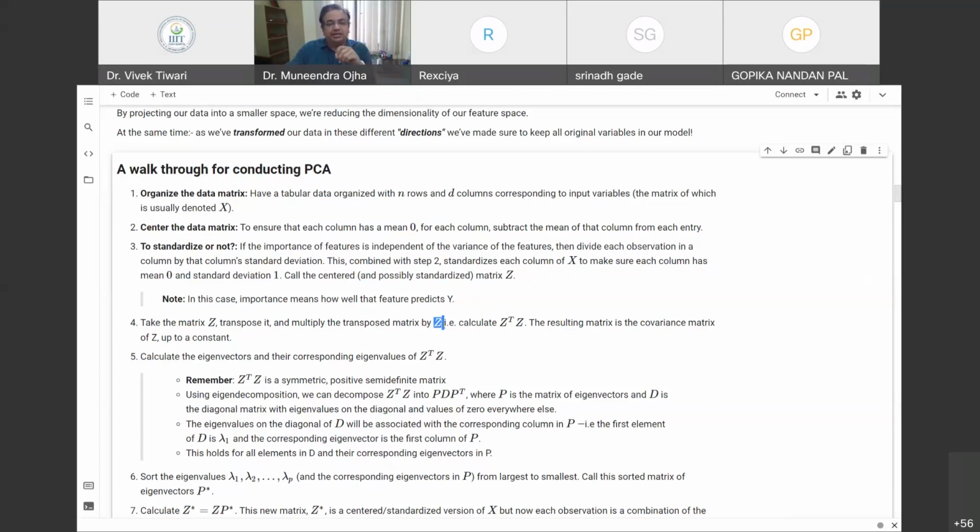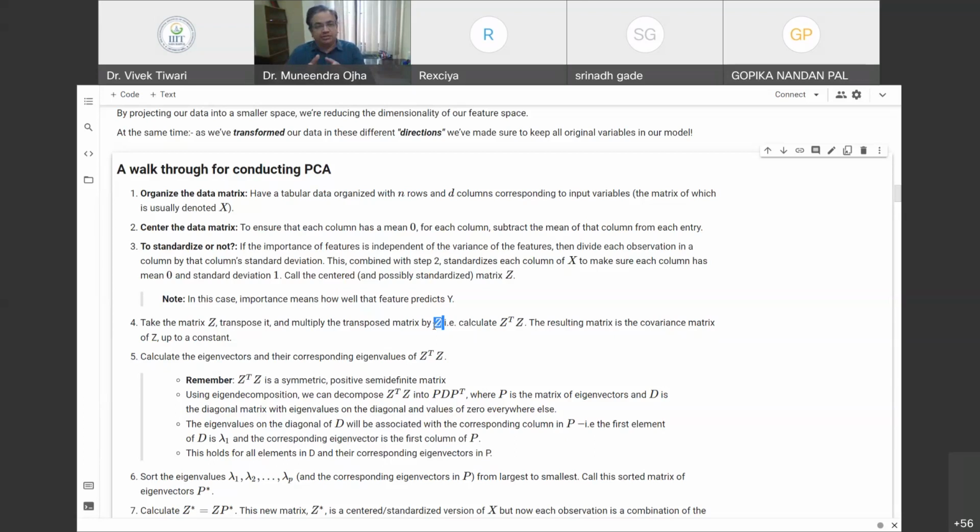We take this matrix Z, and just like SVD, we perform a decomposition of this matrix. What kind of decomposition are we performing? We are performing an eigen decomposition. To perform eigen decomposition, we need a symmetric matrix. So to find the symmetric matrix, we take matrix Z and its transpose. We multiply matrix Z with Z transpose, or Z transpose with Z, and this becomes a symmetric matrix for which eigen decomposition can be performed.